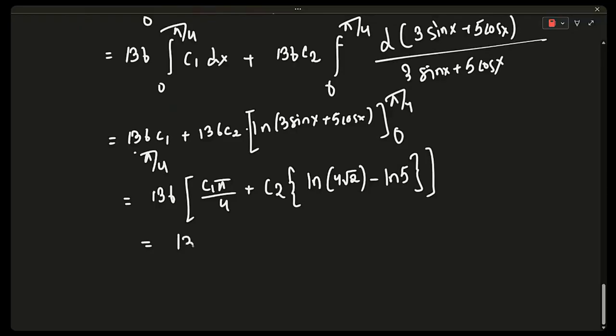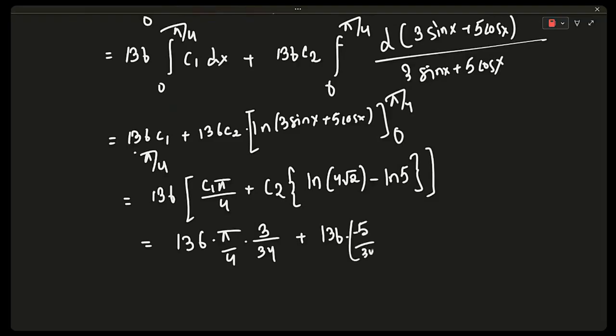So what will you get? You would simply get pi by 4 into C1, which was, I think, 3 by 34, plus C2, which was minus 5 by 34, into ln of 4 root 2 by 5. So I think this is what you're going to get, and you can simplify it further, it's fine. But yeah, this is going to be your final answer. Hope that's clear to everyone how it was done. If there are any doubts, let me know.